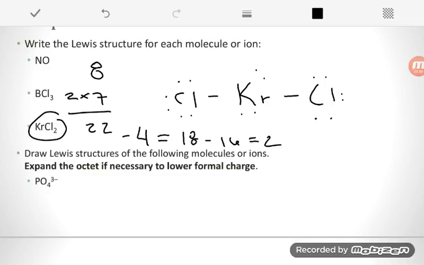I've got to put those electrons somewhere. They can't just disappear into the ether. They got to go somewhere. So I'm just going to stick them on krypton. And done. That's it. I know it looks a little weird.